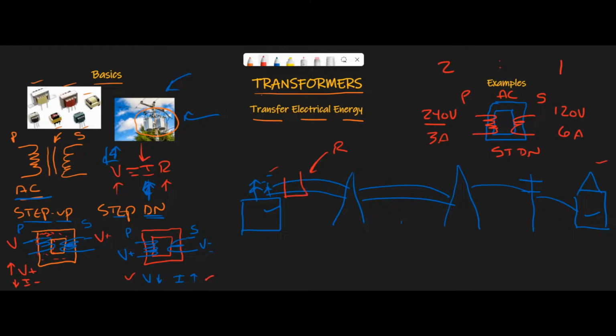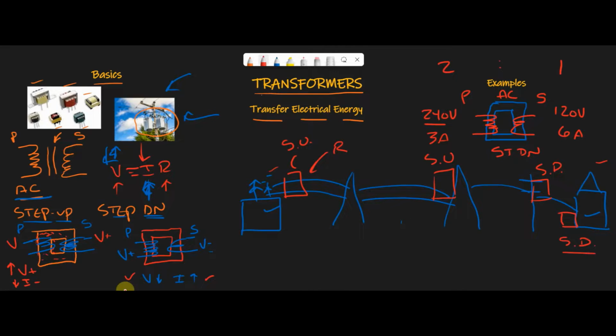If you think about it, we put a step up transformer right here, and then maybe a little bit later, because it's a long way, we put another step up here. Then all of a sudden we get into a neighborhood and now we put a step down. And as we get into the neighborhood, before it gets into the house, we put another step down. This is how power is transferred over long distances.